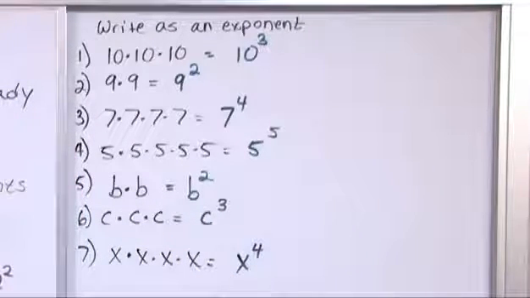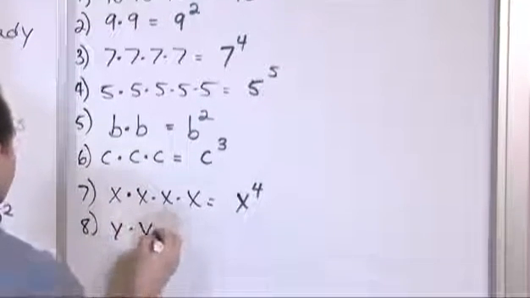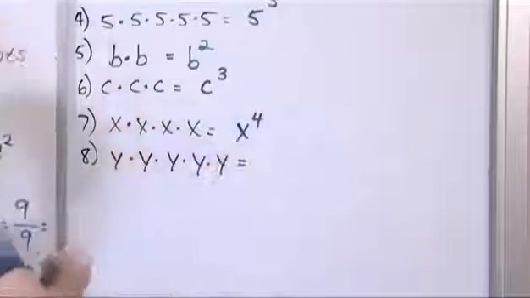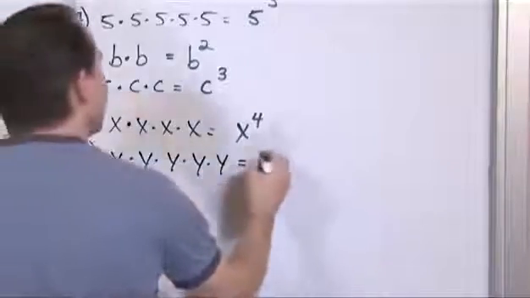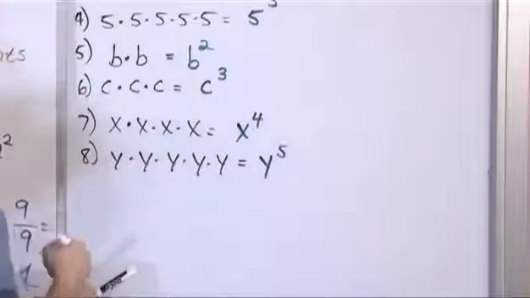There's nothing magical about this. It's just being comfortable with it. What if we had y times y times y times y times y? We don't know what y is. Y is just a letter that's a placeholder. But everything is the same, multiplied by itself 1, 2, 3, 4, 5 times, so that's what we mean by that.